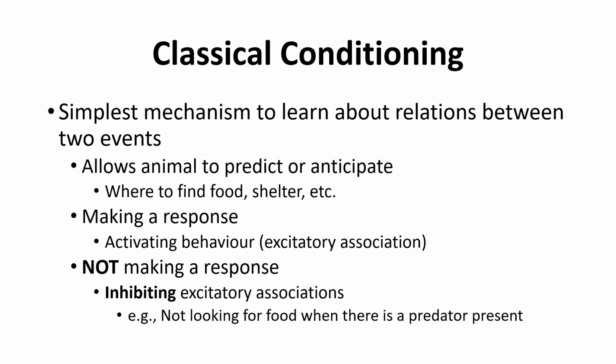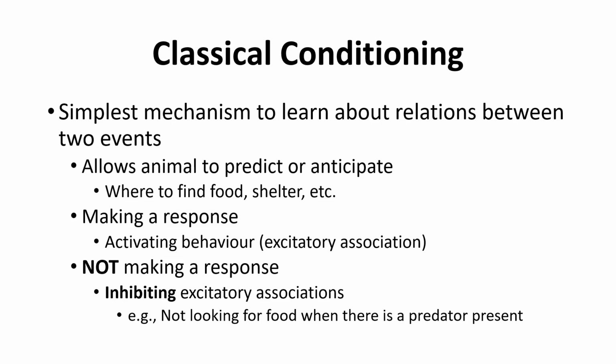So this brings us to classical conditioning. Classical conditioning is the simplest mechanism for learning about relations between two distinct events. Classical conditioning is useful because it allows animals to predict or anticipate events. So maybe you know where to find food or shelter in a specific area. Maybe you know that pine trees offer good protection in the snow, so you're going to look for a pine tree or something like that.